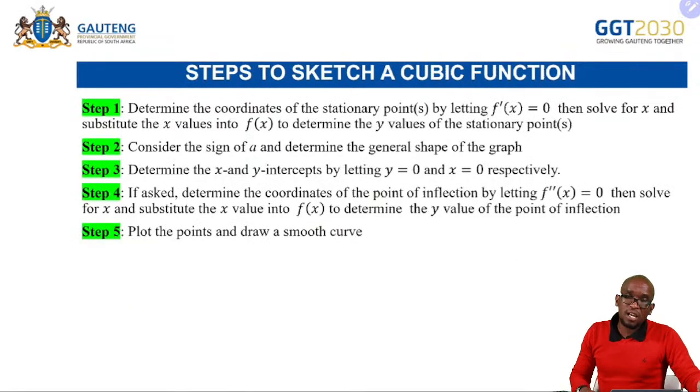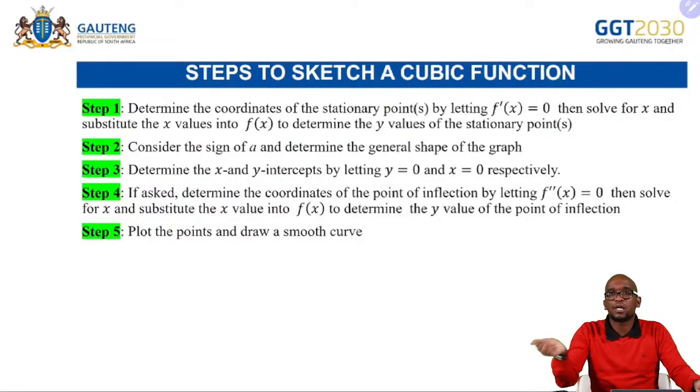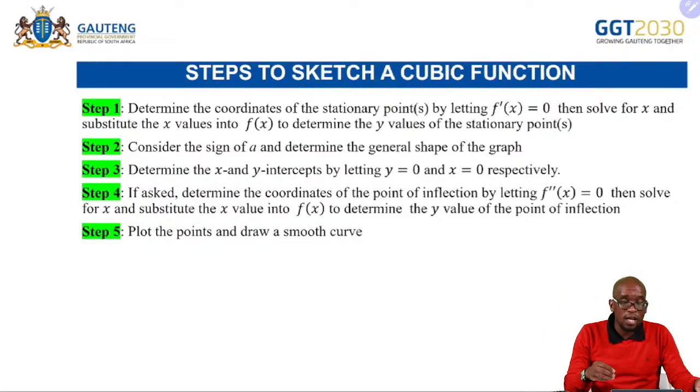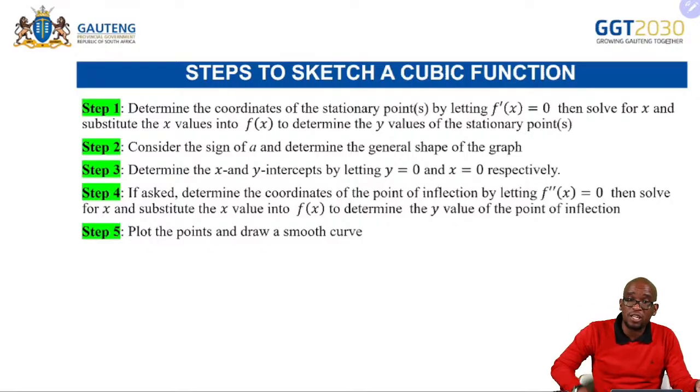Right, these are the steps that we can use to sketch the cubic function. Step 1, determine the coordinates of the stationary points by differentiating the original function and equating it to 0. And then from there, you substitute the values of x that you obtained in the original equation to get the corresponding values of y.